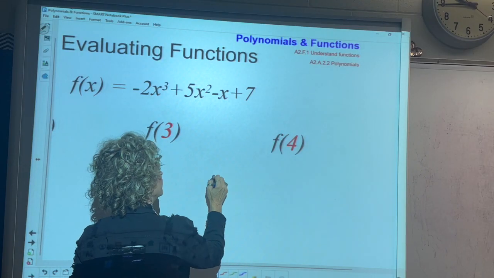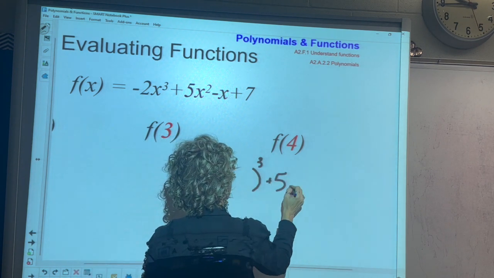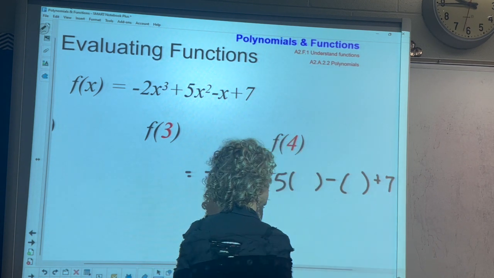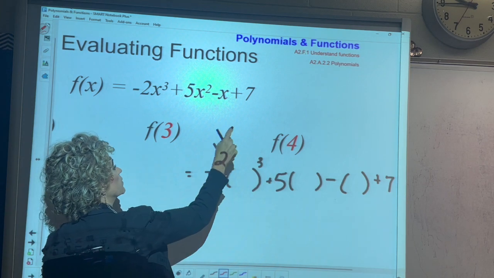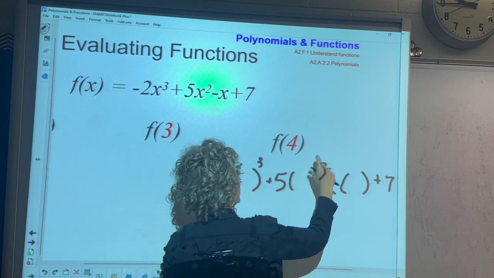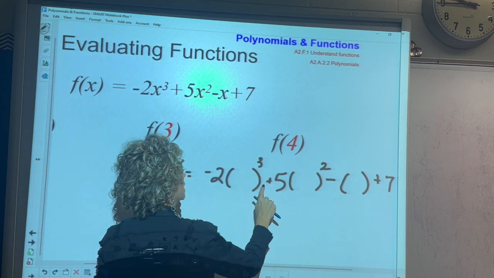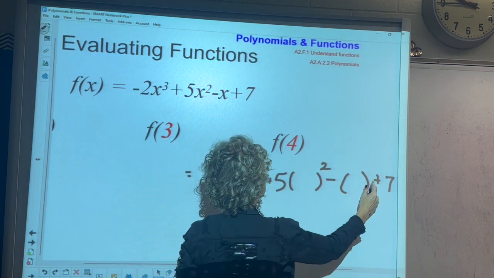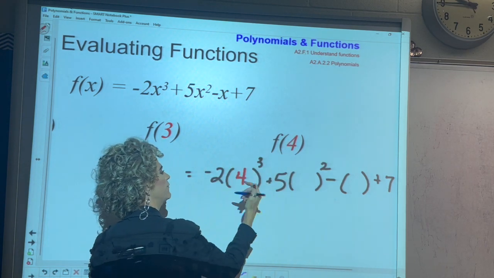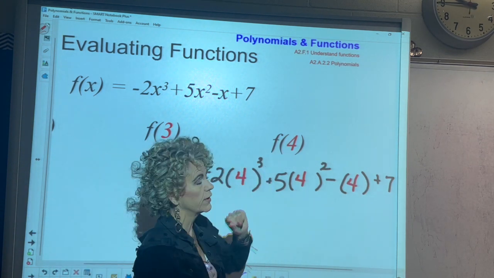f of 4. I have a negative 2 times x cubed plus 5 times x squared minus x plus 7. Okay? So I'm supposed to plug in a 4. Oh, I forgot my squared here. Sorry about that. Let's do that one more time. Negative 2x cubed plus 5x squared minus x plus 7. X is supposed to be substituted with 4. Wherever there is an x, that's where that number will be.